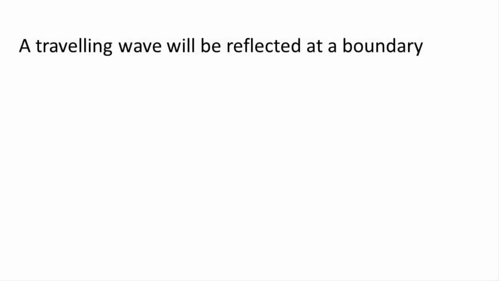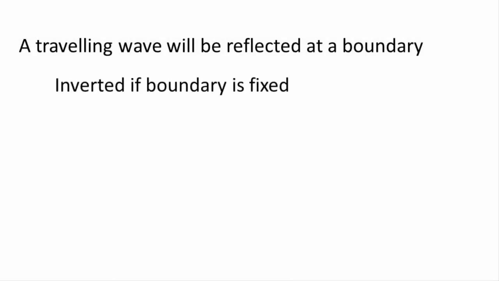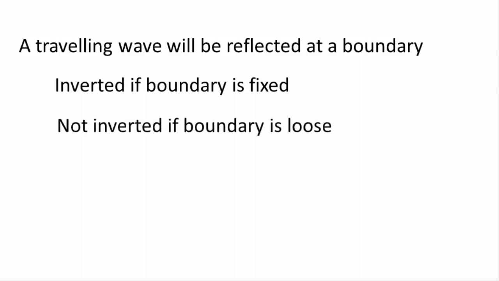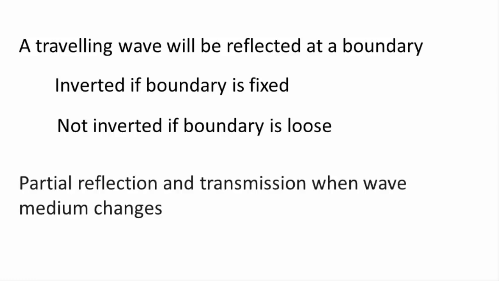In summary, a traveling wave will be reflected when approaching a boundary. Total reflection and inversion of a traveling wave takes place when it reaches a fixed boundary point. Total reflection but not inversion of a traveling wave takes place when it reaches a boundary point that is free to move. Partial reflection and partial transmission will occur when there is a change in the medium transporting the wave.